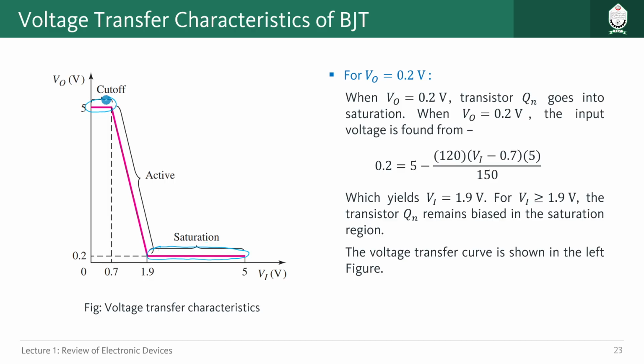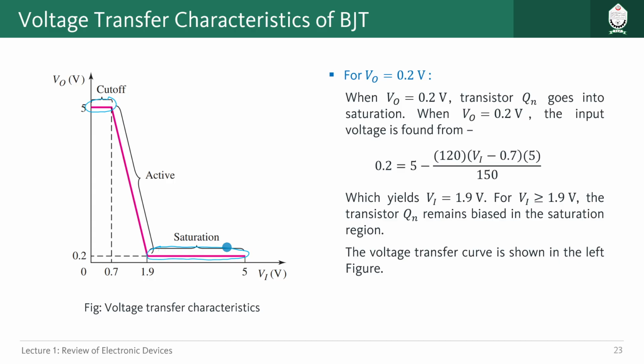So basically whenever we have 0 to 0.7 volt as input, cutoff mode, and the output is fixed at 5 volt. And also for 1.9 to 5 volt as input, we are getting a fixed value of output 0.2, which is what we want. We want fixed value of output for this device to act as cutoff and saturation, right?